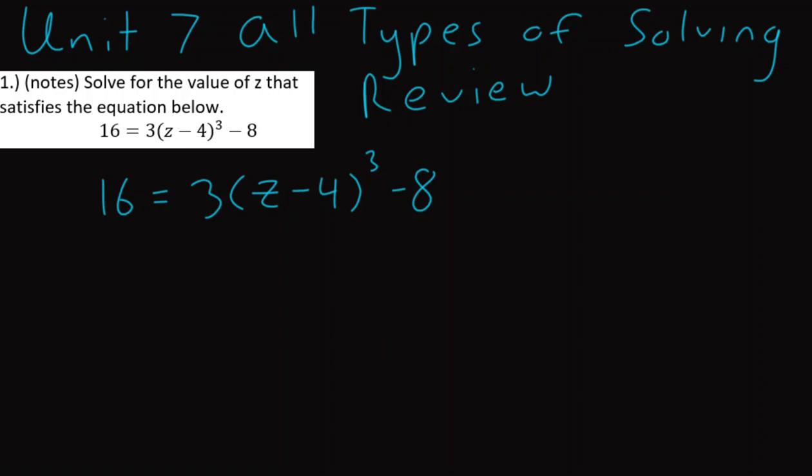Alright, and welcome to Unit 7, All Types of Solving Review. So in number 1 it says solve for the value of z that satisfies the equation below. And we're given 16 equals 3 parentheses z minus 4 cubed minus 8.